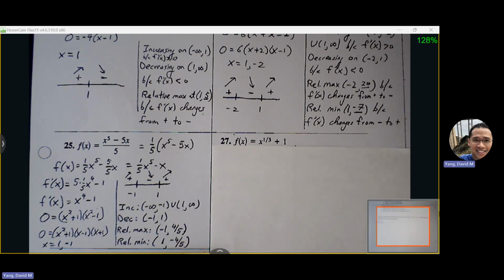Okay, 25. If I pull that out as 1/5, I can just distribute that 1/5 through. 1/5 x to the fifth minus 1/5 5x. That should be a setup for an easy power rule. There's no need for quotient, no need for product, no need for chain. All we need is the power rule if we can spend the time to clean up.